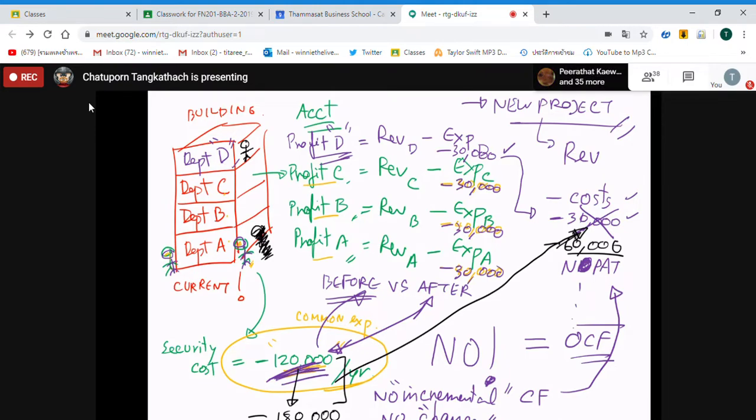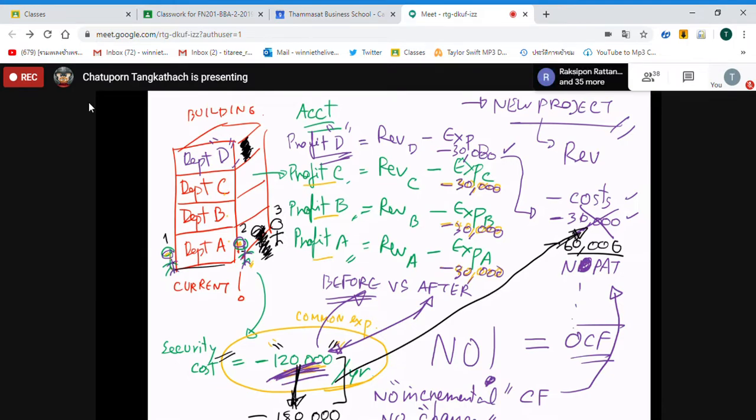But let's put another case. Again, the security cost will increase from 120,000 previously to 180,000 because you hire another security guard there. But this extra security is not for department D. Maybe previously in your whole building, you hired only 2 guards, guard number 1 and guard number 2, and they are not enough. So you ask the security guard company to send you another one, the 3rd person. So you need to pay extra.